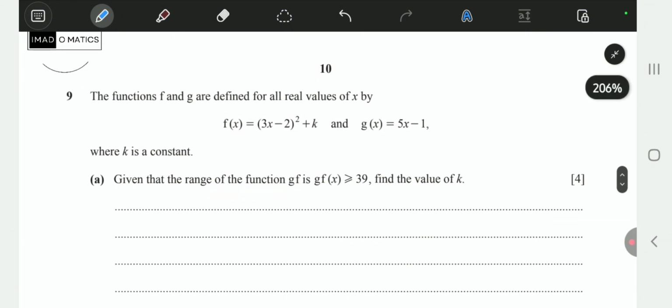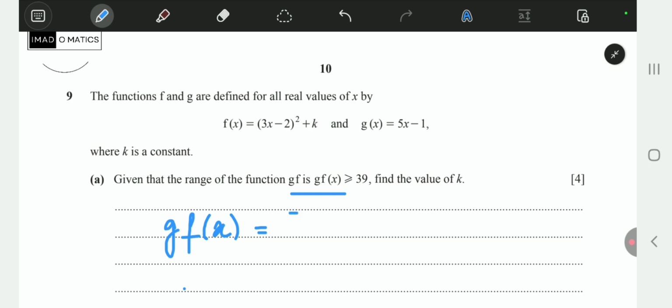Okay, so first, as they have given you g of f of x, let's find g of f of x. First we write g of x and substitute f of x in it. So 5x minus 1, so 5 of x minus 1. What is x? In place of x we substitute f of x, so it will become 5 of (3x minus 2) squared plus k, minus 1.